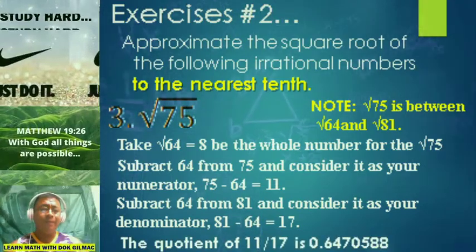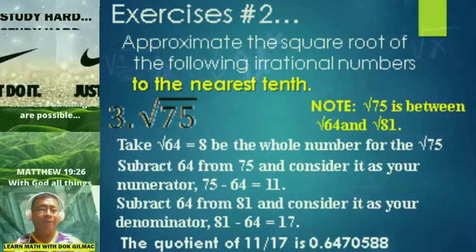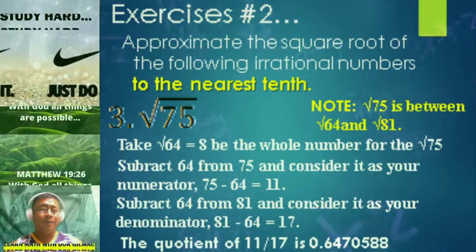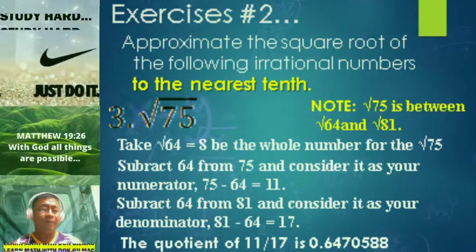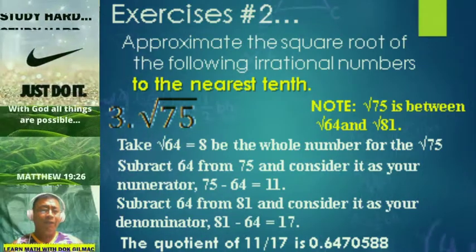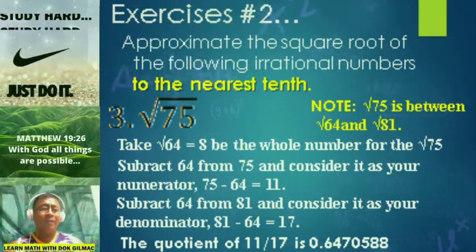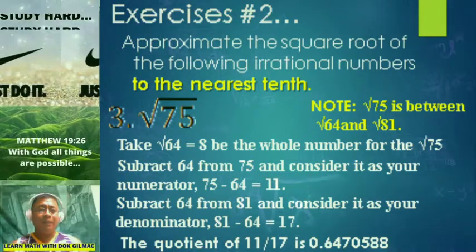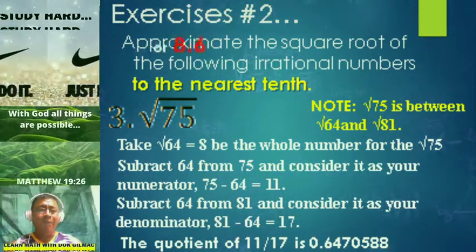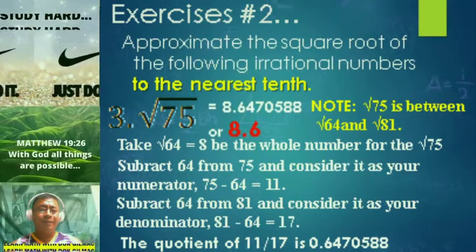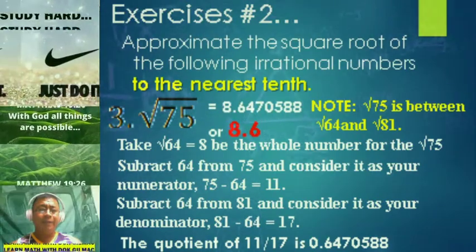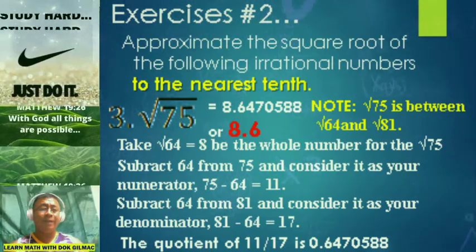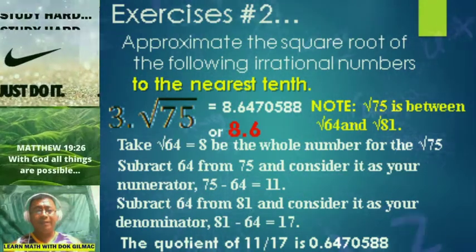Last step, find the quotient of 11 over 17, which is simply 0.647058. Therefore, class, the approximate value of the square root of 75 is simply equal to 8.64705888, or simply 8.6.